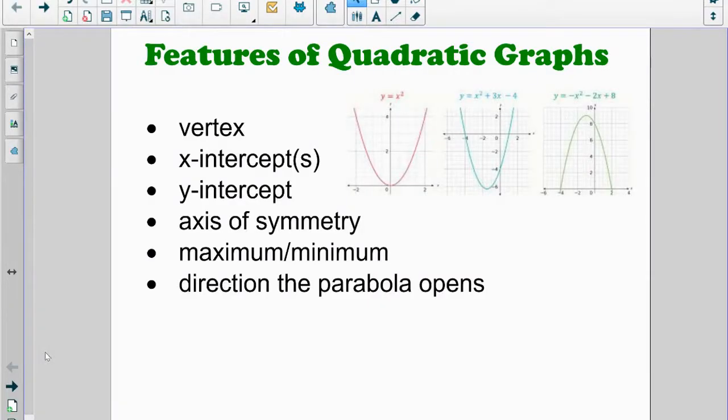All right, in our previous video, we took a look at the different ways that you could identify if a function was quadratic or not, based on looking at the equation, looking at the graph, or even just looking at the raw data, the ordered pairs. So today we're going to focus specifically on the graphs.